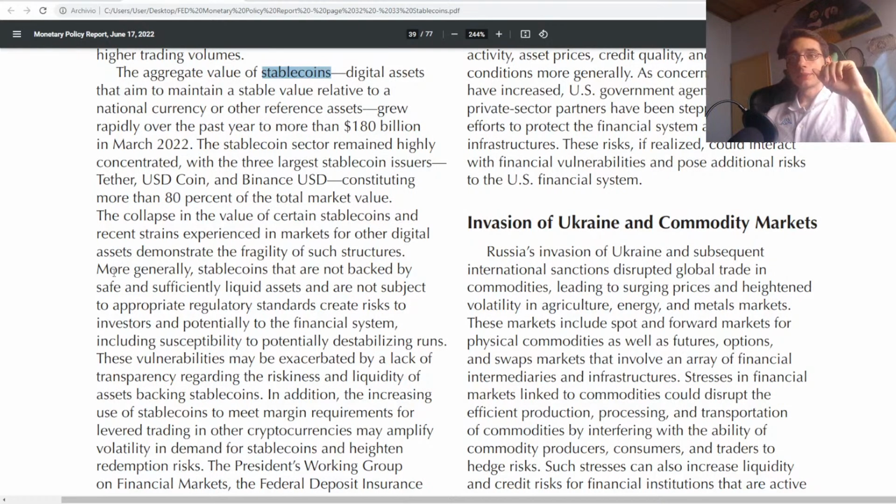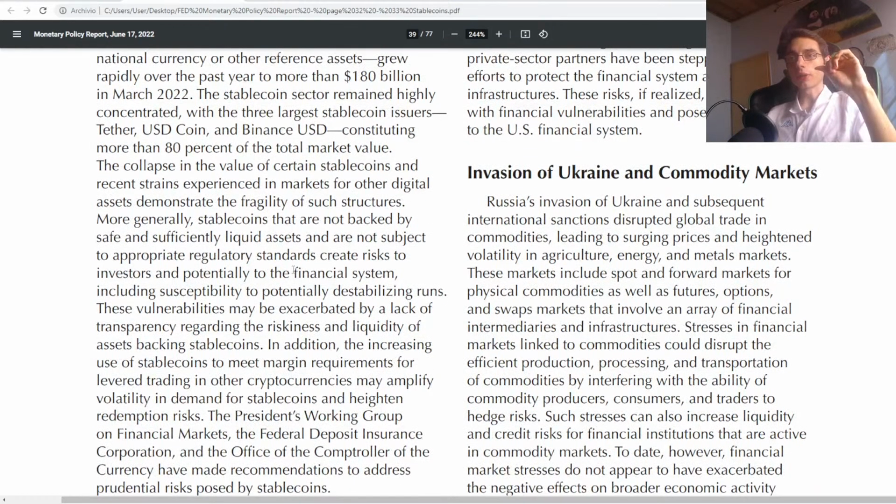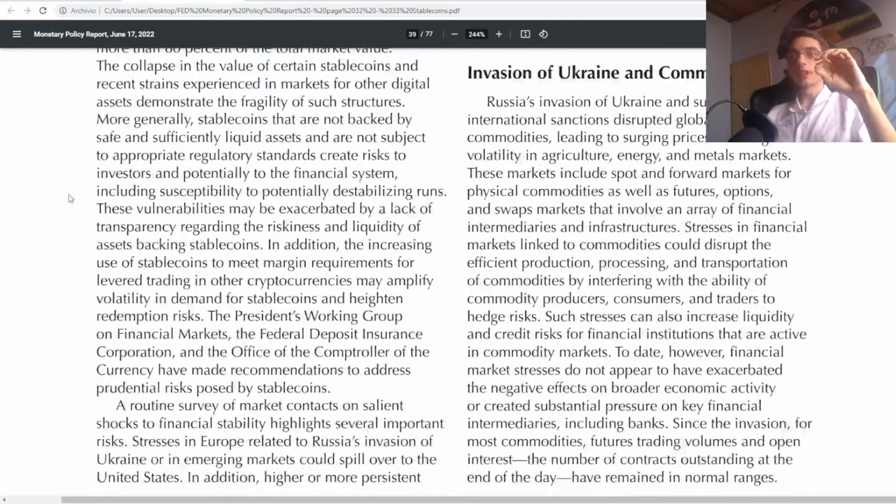Where were we? More generally, stablecoins that are not backed by safe and sufficiently liquid assets. I think these vulnerabilities may be exacerbated by a lack of transparency regarding the riskiness and liquidity of asset-backing stablecoins, and this is an arrow directed at Paolo Ardoino, the CEO of USDT, because they are not transparent with the assets backing their stablecoins.